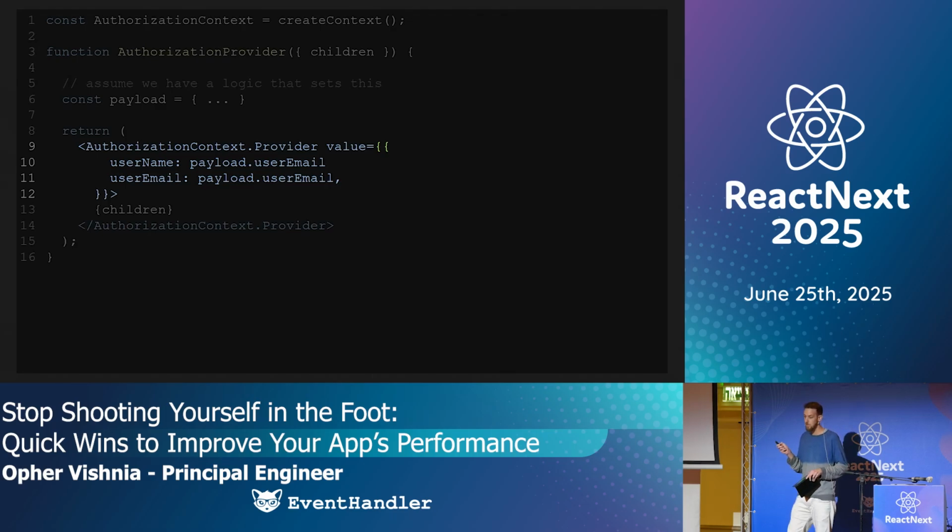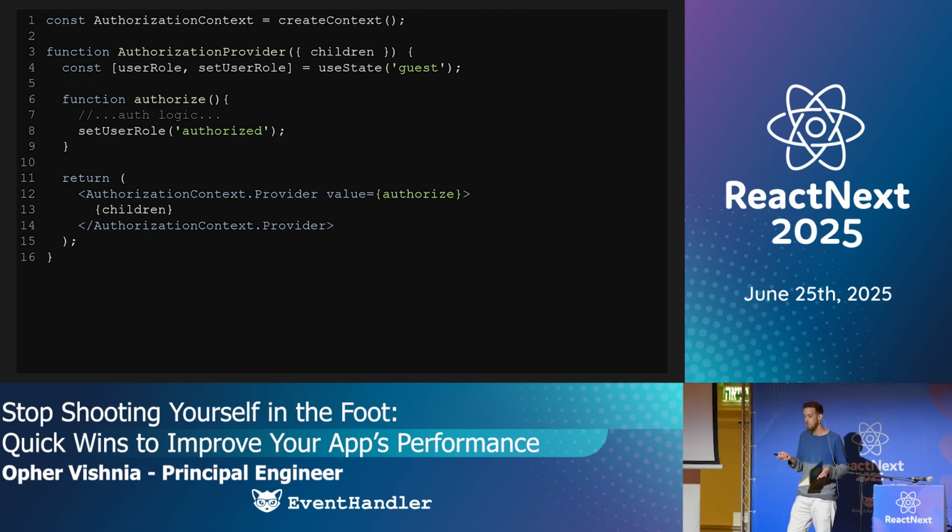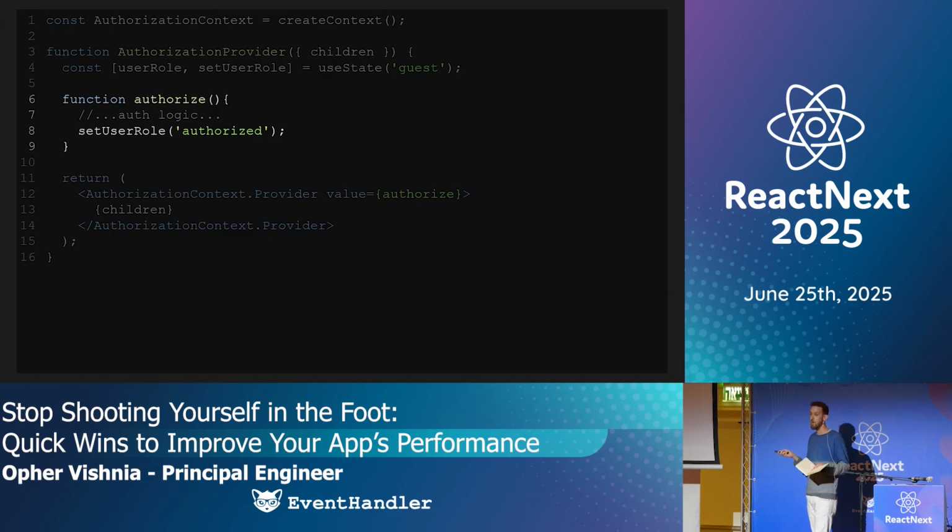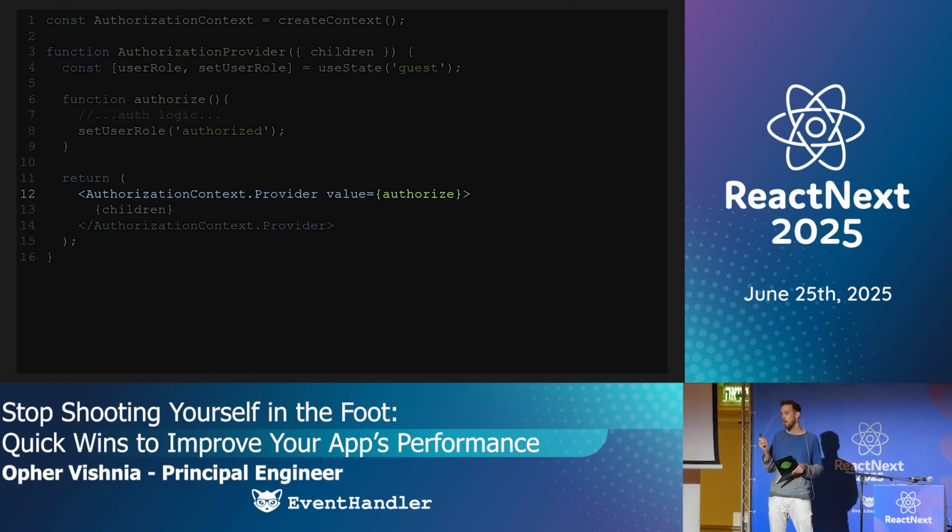The same happens when you have functions, for example. So here you have this authorize function that is defined in the context provider and is passed along as the value of the context provider. But again, the function is being recreated, so it has a new reference every time, and that makes the value of the provider unstable because it changes every time it gets rendered.